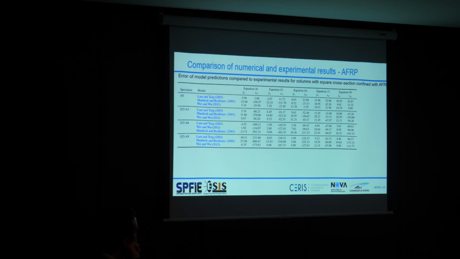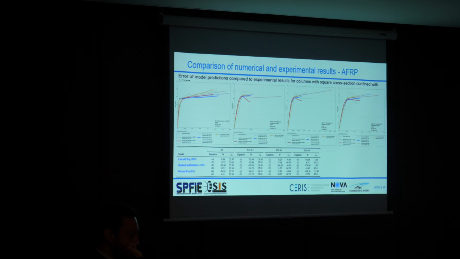For square columns confined with the AFRP, we can see that only the experimental test AS could be predicted by our models coupled with almost all of the equations, but when we see these three over here, you can see that they have a very distinct behavior.